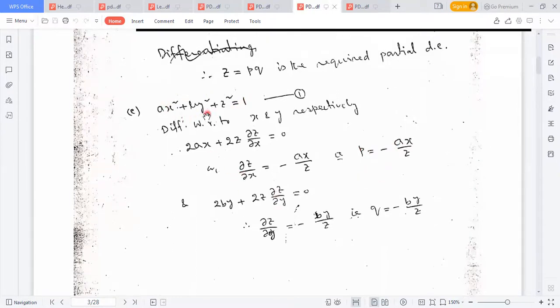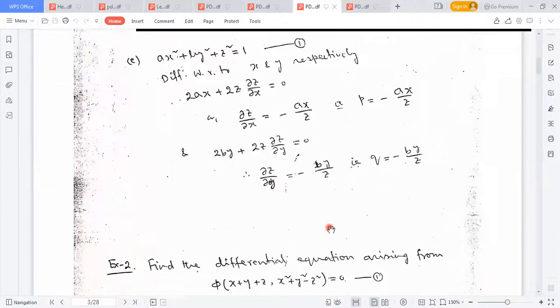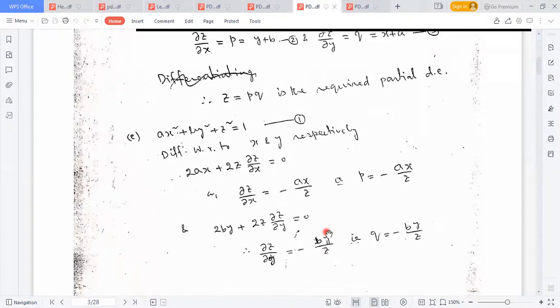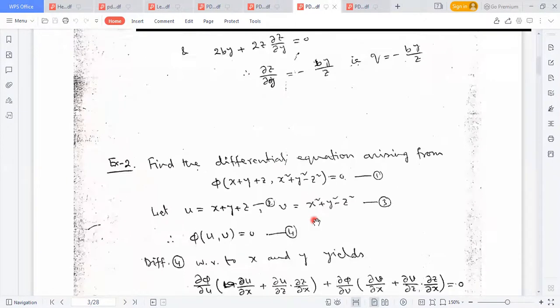Similarly, taking partial differentiation with respect to y, the x square term will be 0, and we get twice y plus twice z del z del y equals 0. Similarly, del z del y equals minus y by z, which is q equals minus y by z. So just putting the values of p and q, we get the required differential equation.